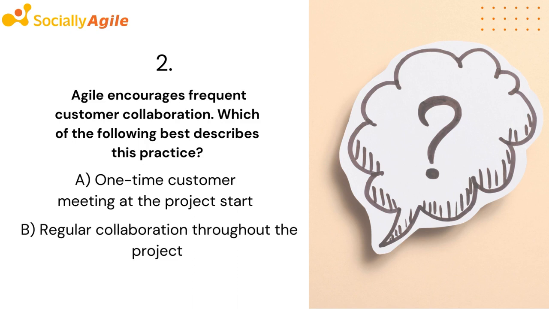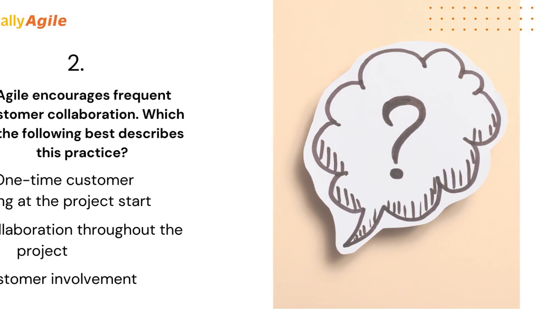B. Regular collaboration throughout the project. Yes, that's correct. Agile values regular and continuous collaboration with the customer. This ensures that the product aligns with customer needs and can adapt to changing requirements and priorities. C. No customer involvement. Agile emphasizes customer involvement as a core principle. The absence of customer involvement contradicts this fundamental aspect of Agile.